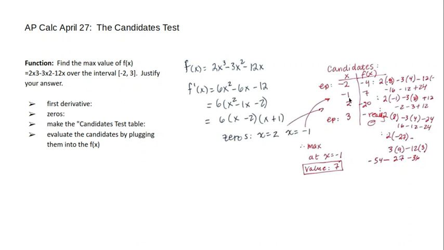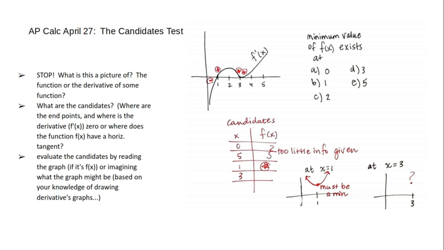Negative 1 gives me 7, 2 gives me negative 20, 3 is going to give me also something really negative. I'm looking for a maximum value. So of these candidates, 7 is the largest, making my maximum value 7 at x equals negative 1. All right, this graph is next.